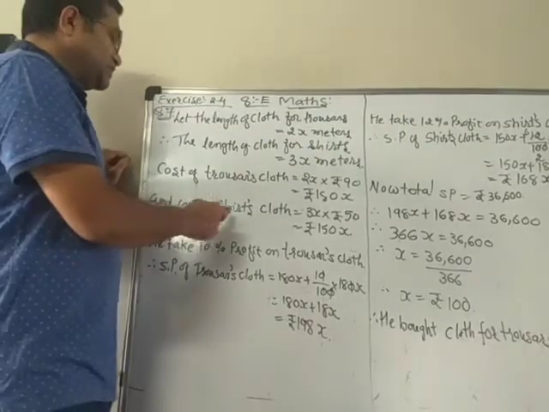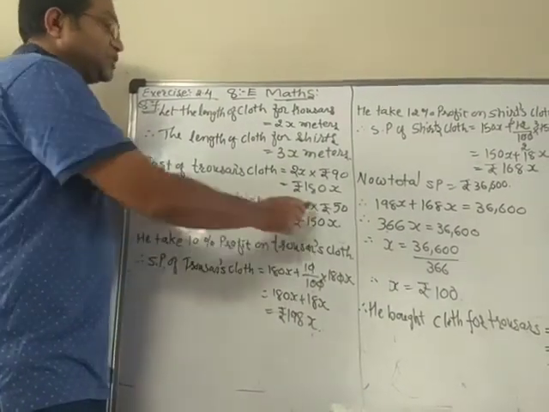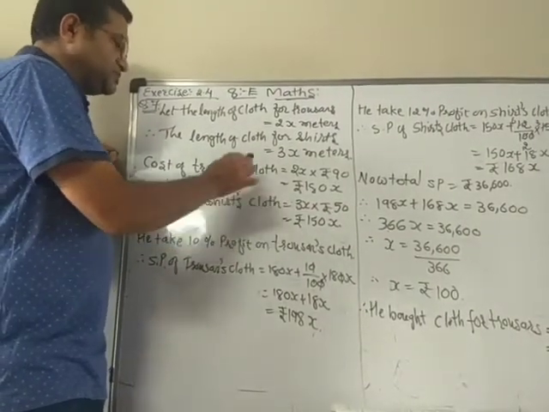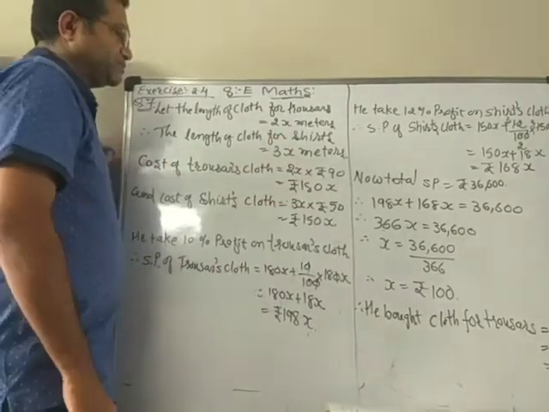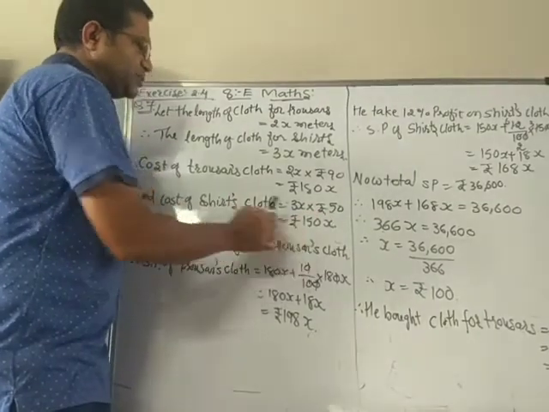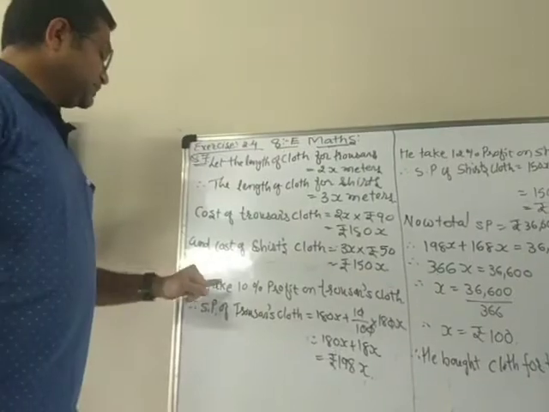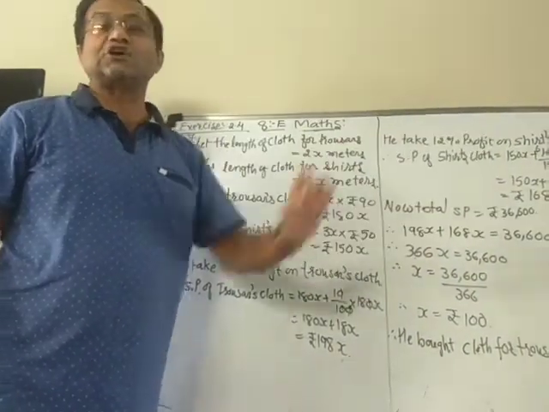Similarly, the shirts cloth costs rupees 50 per meter. It means that the total cost of the shirts cloth will be 3x multiplied by 50. Therefore, it is 150x rupees. Now we also saw that he took 10% profit on trousers cloth and 12% profit on shirts cloth.